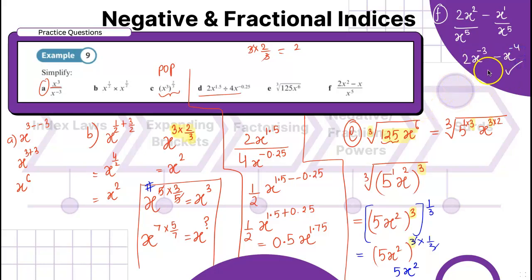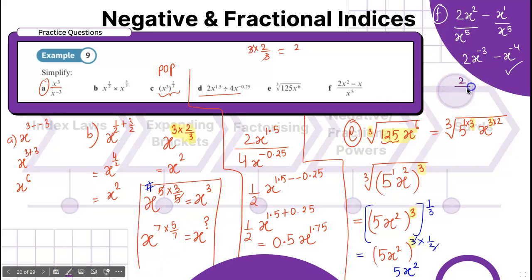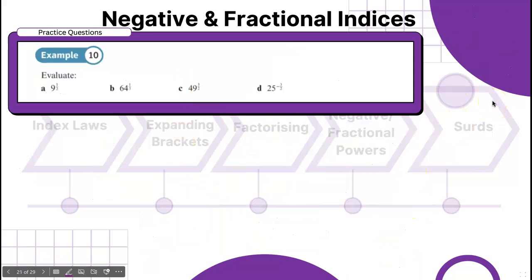You can also make it positive, so you can write it as 2 over x cubed minus 1 over x to the power 4, and that is your final answer. Hope these questions are clear. Let's move to the next part.